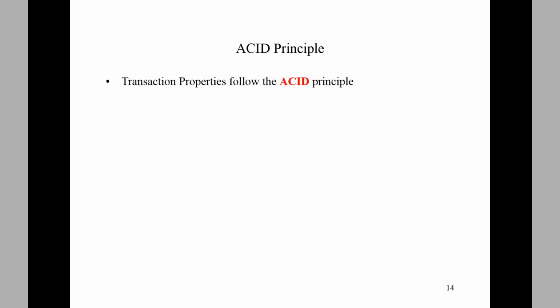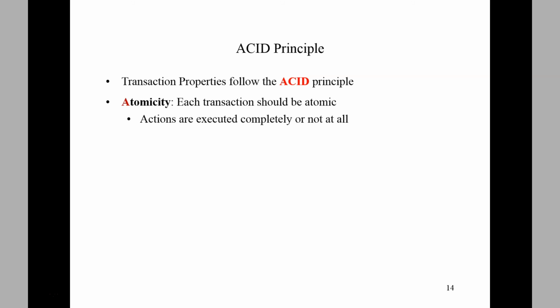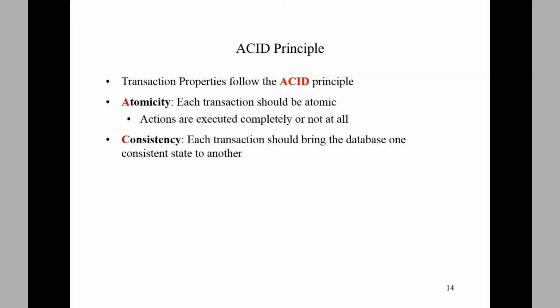There are four properties of transactions that collectively form what is called the ACID principle. The A comes from the transactions being atomic. Each transaction must be atomic, meaning that the actions are executed entirely or not at all. The C comes from consistency. Each transaction should bring the database from one consistent state to another.